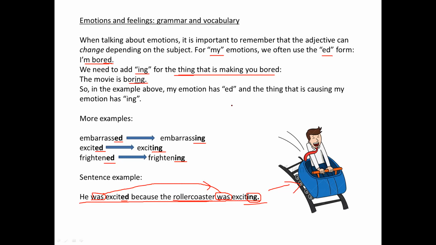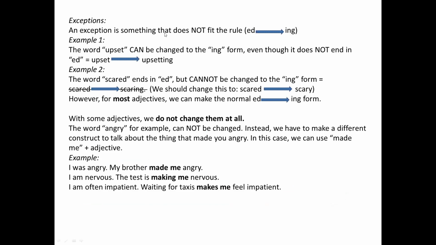So just to conclude, most adjectives follow the form ed, ing, but there are many that don't. So I would say about 70% follow this ed, ing form. The ones that do not follow this form we call exceptions. And an exception is something which does not follow the rule or breaks the rule. So usually, like I said, the rule is ed, ing, but there are some exceptions.